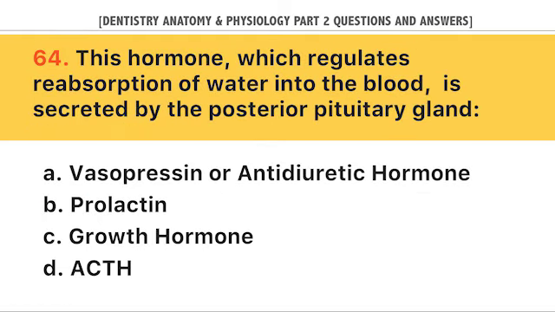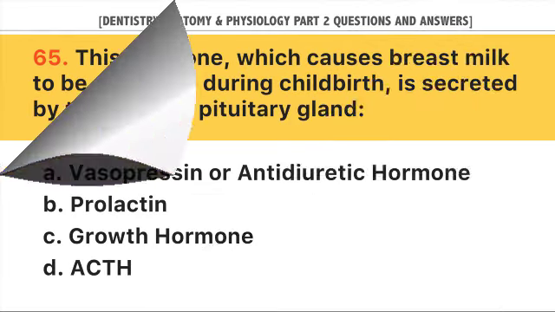This hormone, which regulates reabsorption of water into the blood, is secreted by the posterior pituitary gland. A. Vasopressin or antidiuretic hormone, B. Prolactin, C. Growth hormone, D. ACTH. Answer A. Vasopressin or antidiuretic hormone.